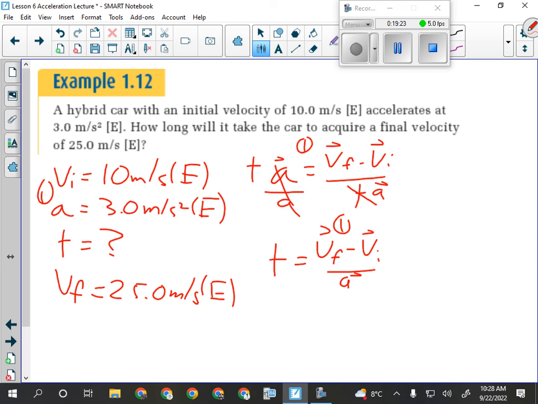Sometimes, if I'm feeling extraordinarily generous, I even give you a mark for plugging the numbers into the formula correctly. Not always, but sometimes. So we would be looking at 25 minus 10 divided by 3. And then my final answer, 15 divided by 3, is 5.0 seconds. One mark for your final answer.